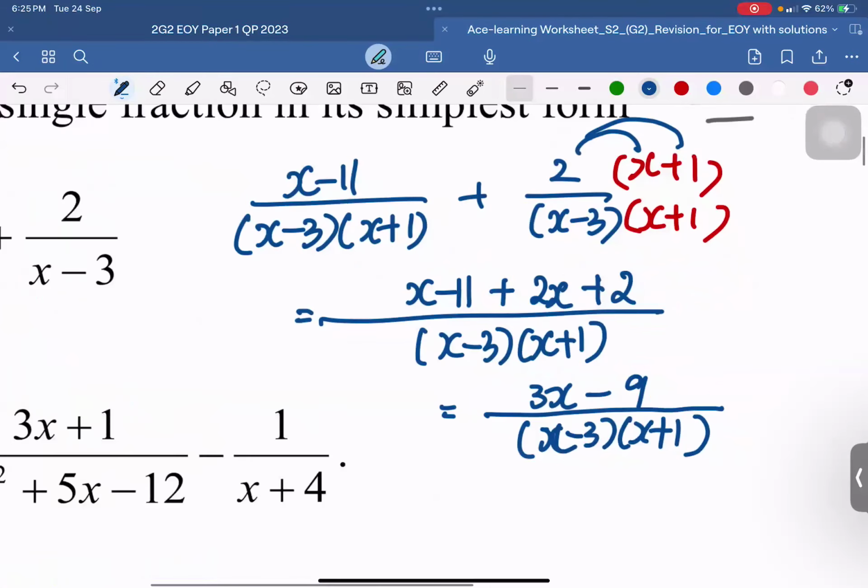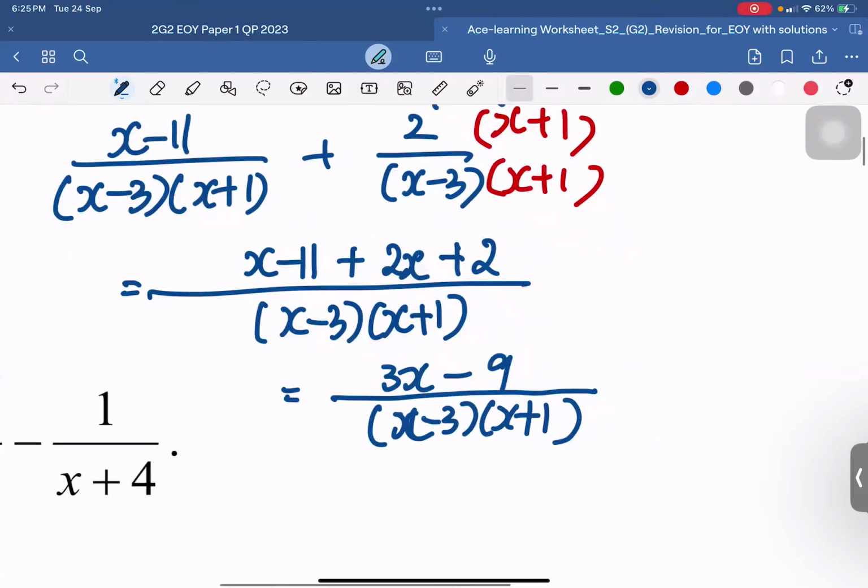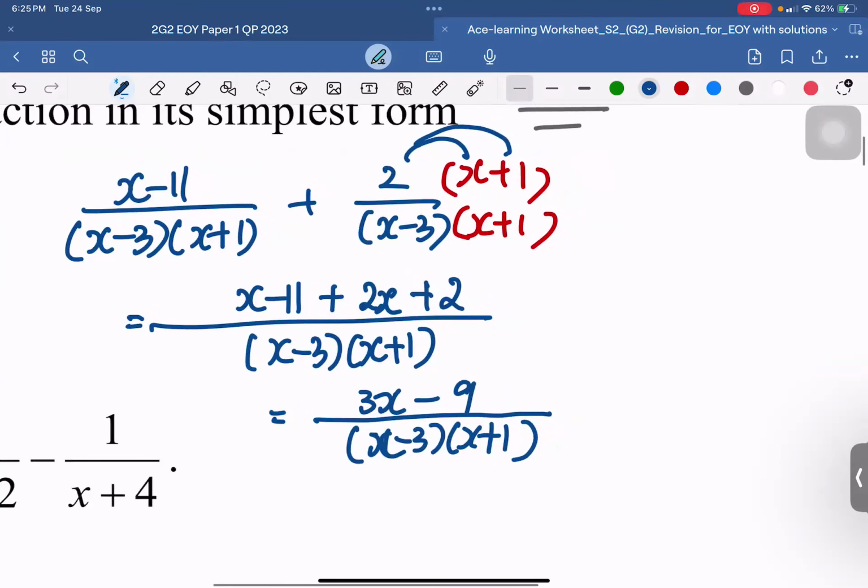Is this the final answer? What else must you check? Check the numerator. Is there a common factor? Yes, what is the common factor? 3. So I factorize out 3. What am I left with?